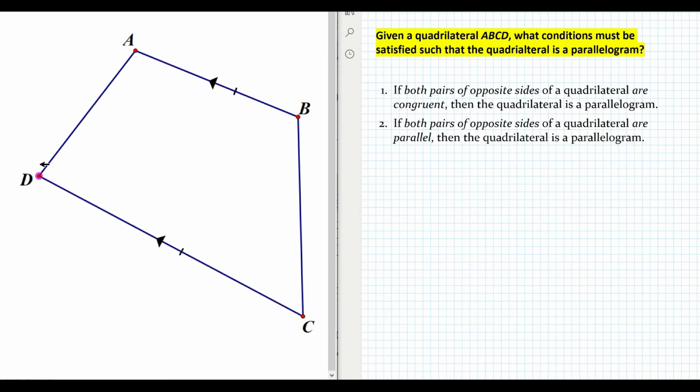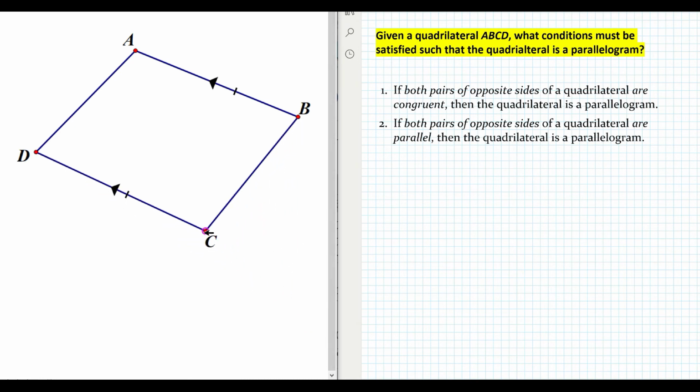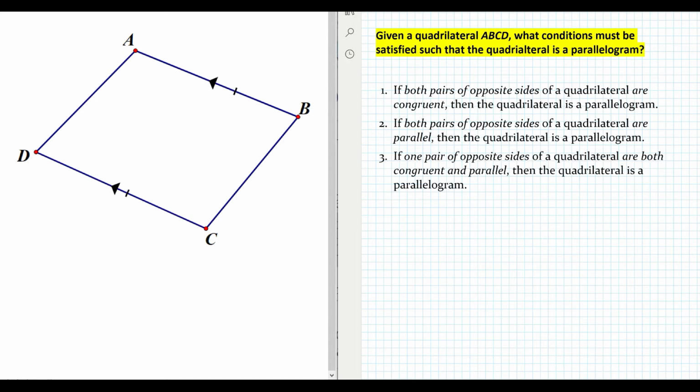And not only that, but they must be also congruent. So they have to be equal in length, okay? So let's say they're like that. So they're parallel and congruent. Well, guess what? This has to be a parallelogram. You cannot have any other shapes here. So let's write that in as our third condition. Namely, if one pair of opposite sides of a quadrilateral are both congruent and parallel, then the quadrilateral is a parallelogram. Now let's think about a fourth condition here.